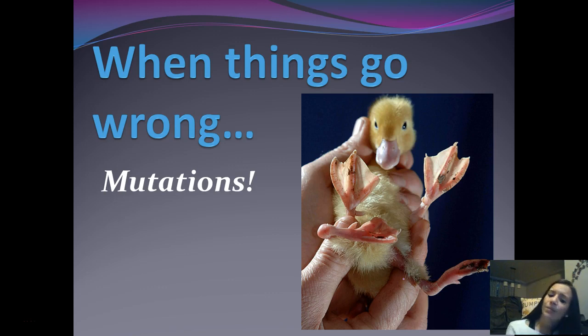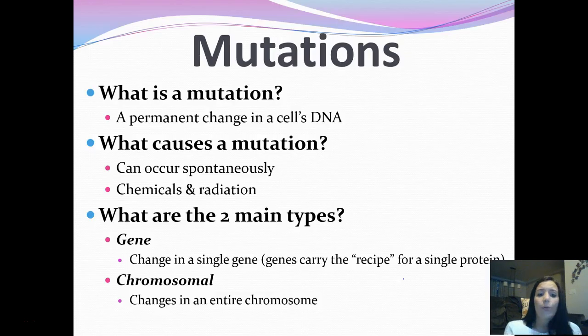There can be some problems though, right? So what happens when things go wrong? This is something called mutations. As you can see, this poor duck here has 4 feet. Could be a problem. So what is a mutation? A mutation is just a permanent change in the cell's DNA. And certain things can cause it. It can occur spontaneously, or it can occur from chemicals and radiation.